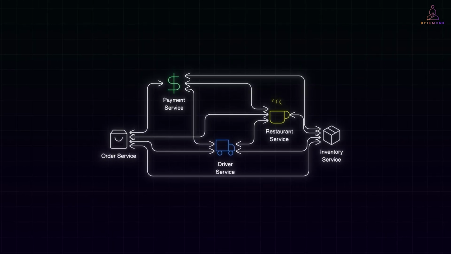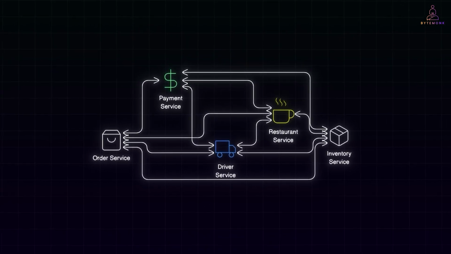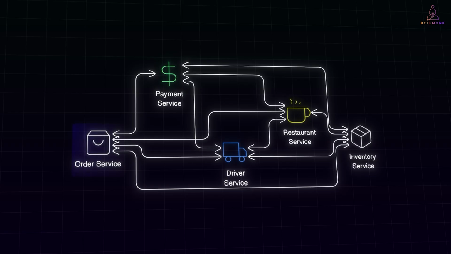Before Kafka, sharing data between systems was messy. Take a food delivery app. Orders come in, payments go out, drivers need live updates. Now if every service had to talk directly to every other one, it quickly became chaos.